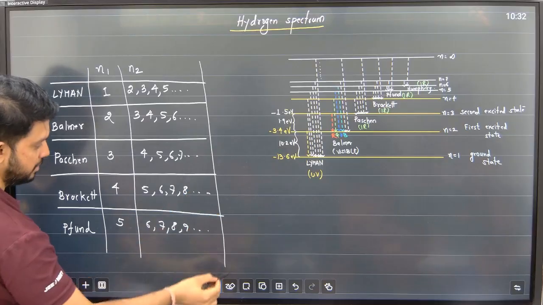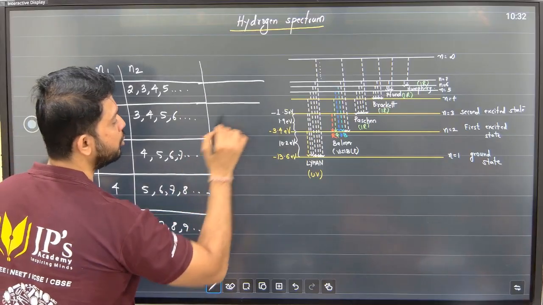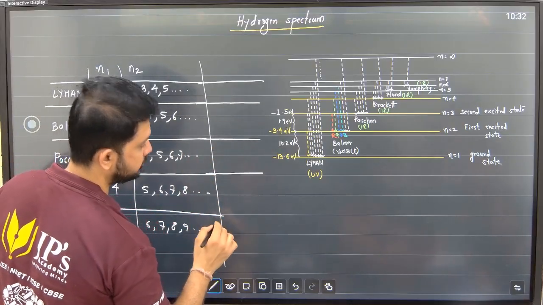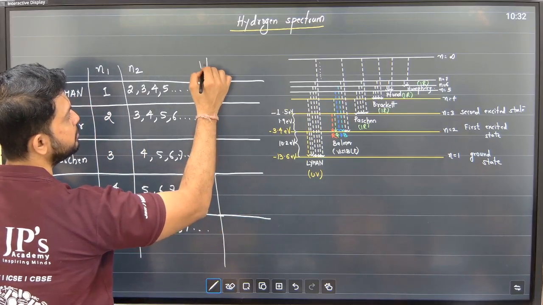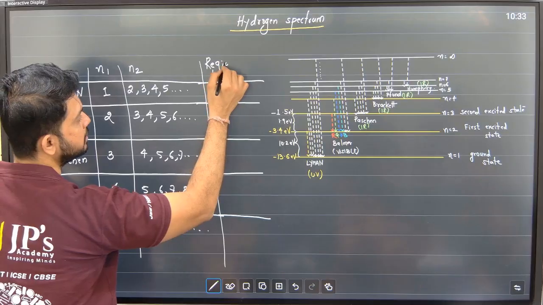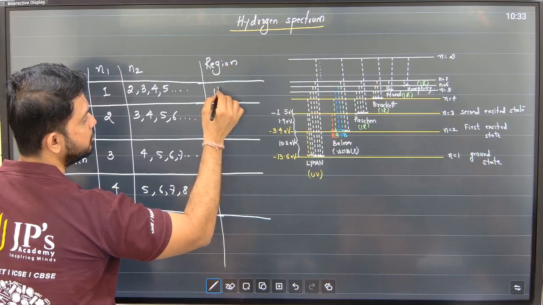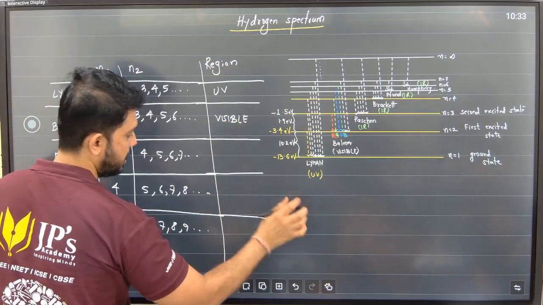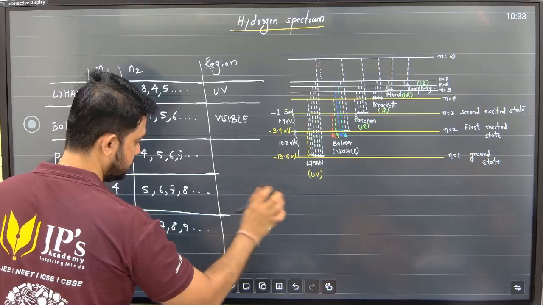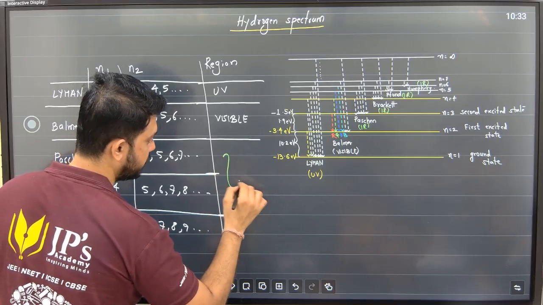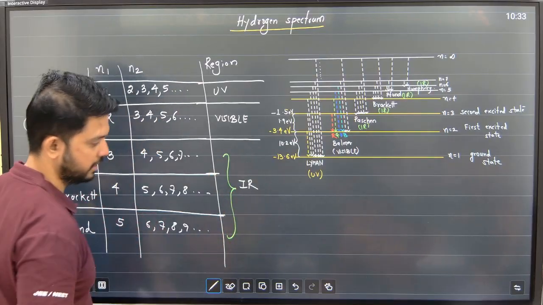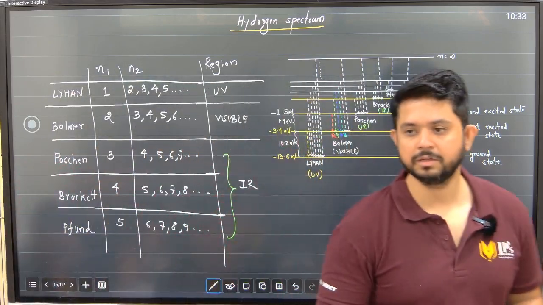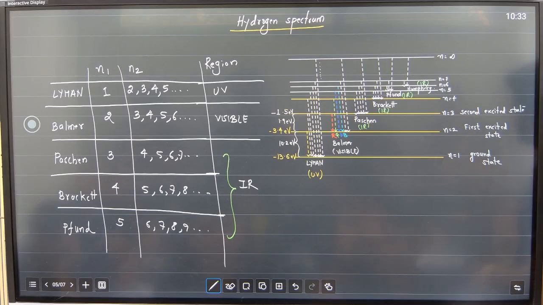And which region do they belong to? Give me the region, someone. The first one is UV. This is in the visible region. And what about these? They all belong to infrared to deep infrared. Any questions still there? Yes or no?